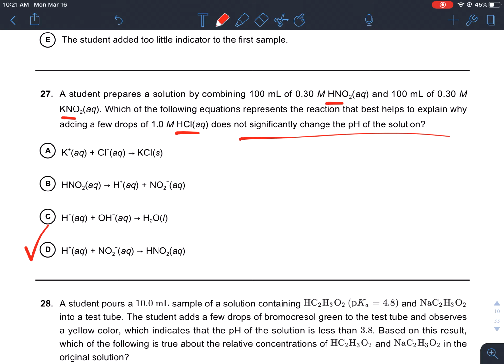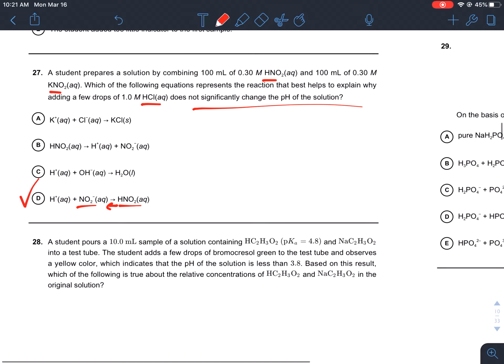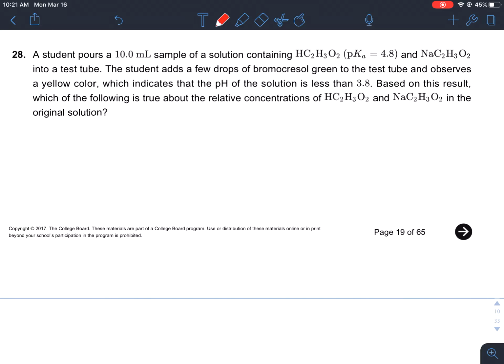Again, I don't like that they didn't write double arrows here. Okay, but you have your acid, your weak acid, and its conjugate base. That is acting as the buffer. Okay, a student pours a 10 milliliter sample of a solution containing a weak acid and, again, its conjugate base, creating a buffer into the test tube.